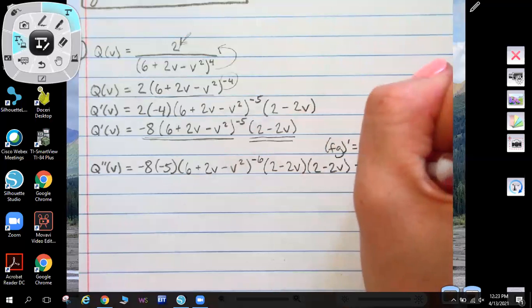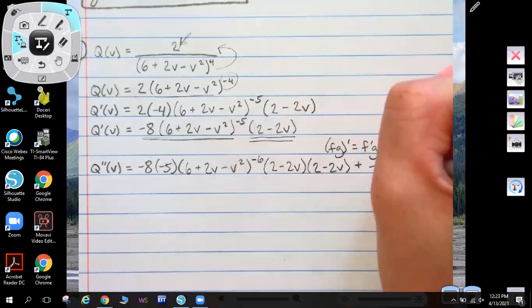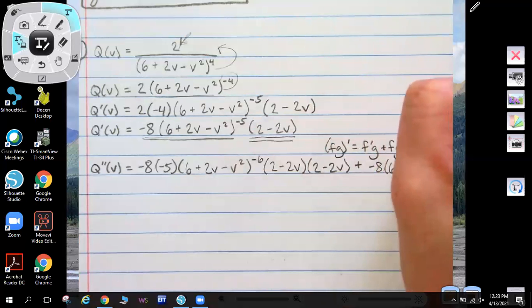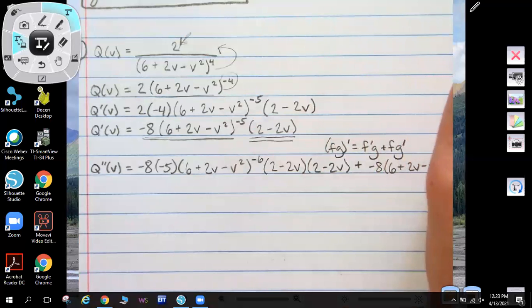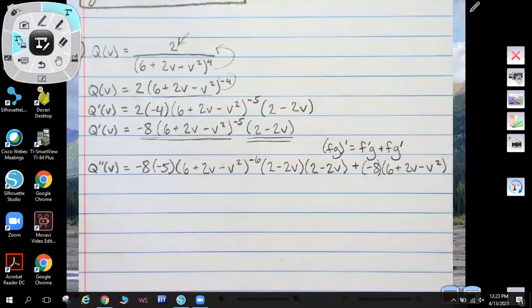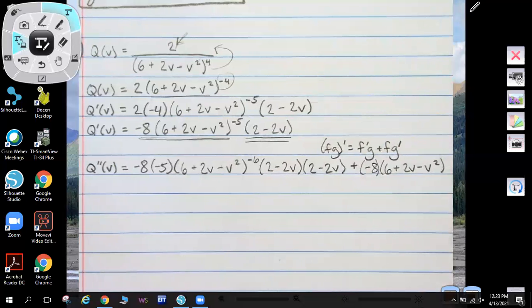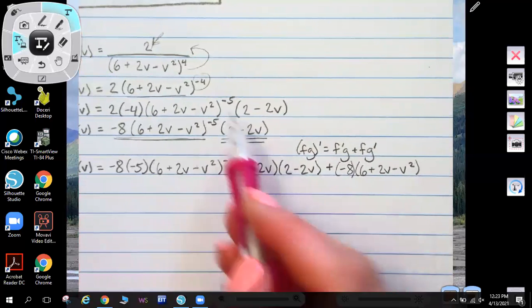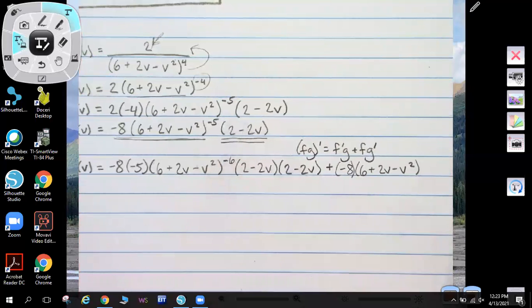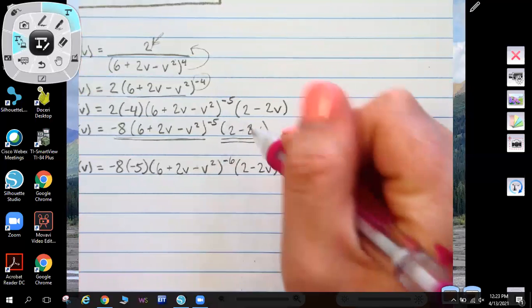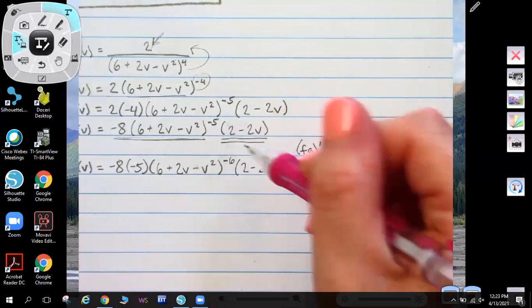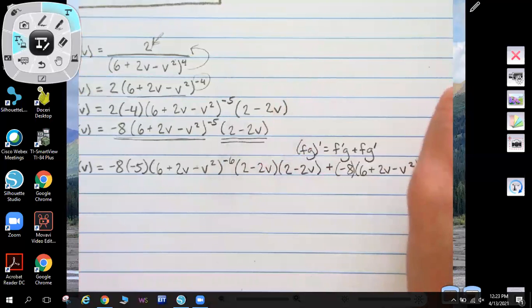F is -8 times 6 plus 2v minus v squared. And the derivative of g, which is our second function, 2 minus 2v: the derivative of 2 is 0, and the derivative of -2v is -2.